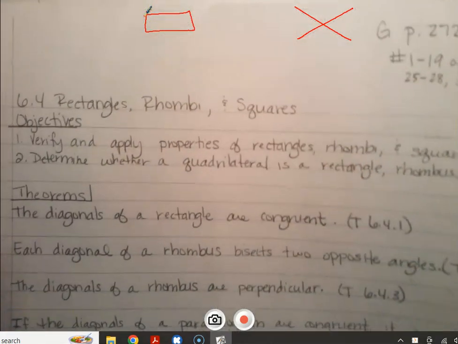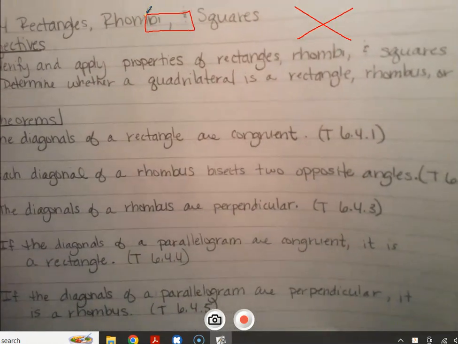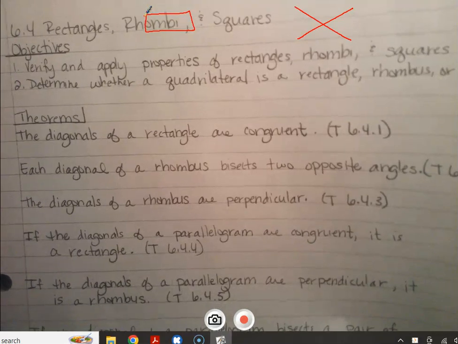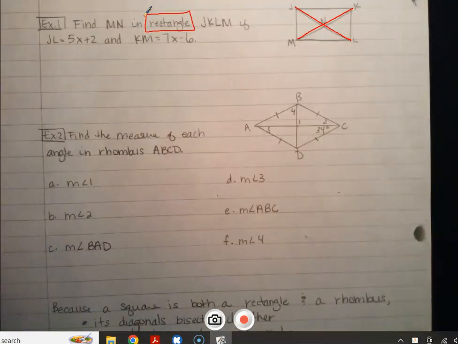Right, flip over. I have a second sheet here. Okay, it's that first one, 6.4.1. The diagonals of a rectangle are congruent. Well, if that's the case, okay, so we've got JL is congruent to KM. So we can say, well, 5x plus 2 has to equal 7x minus 6.